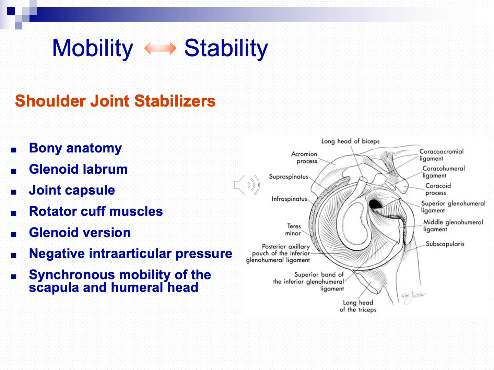Stability of the glenohumeral joint is enhanced by the glenoid labrum, the joint capsule, the effect of the rotator cuff muscles working in unison with the deltoid, and other factors such as negative intra-articular pressure.